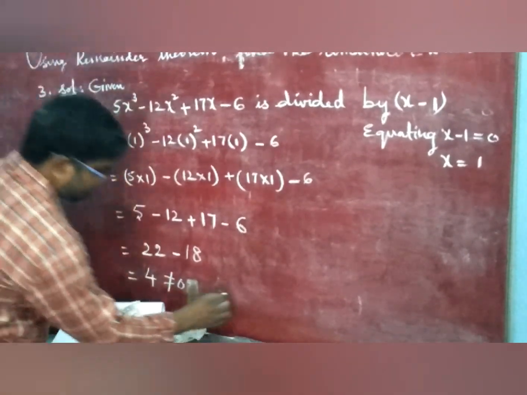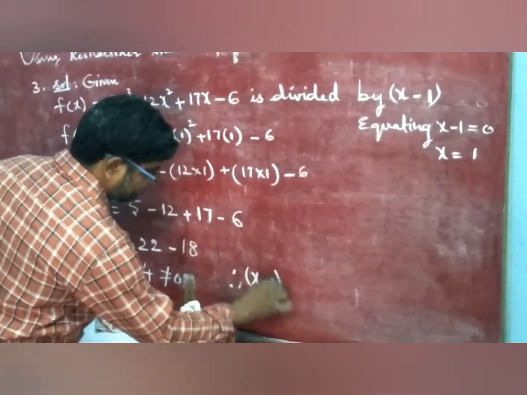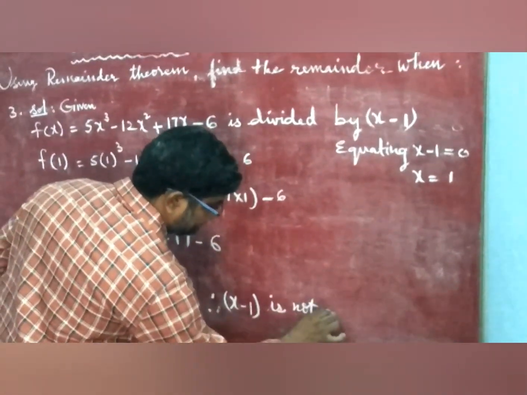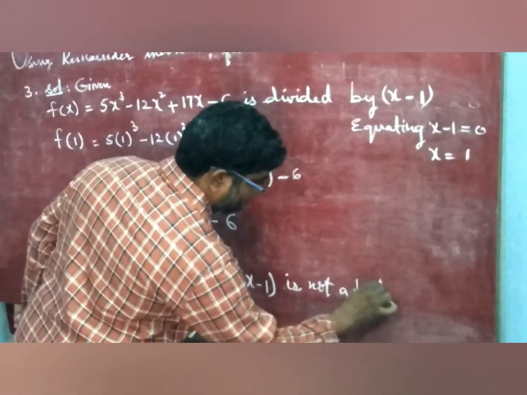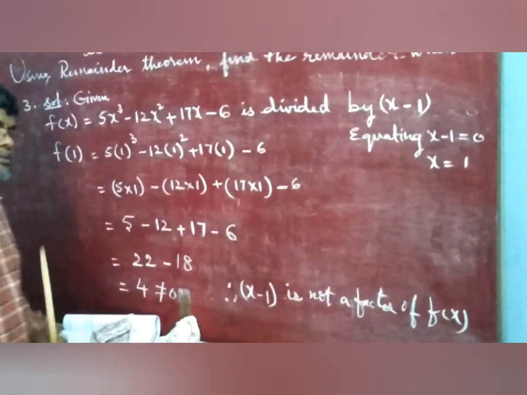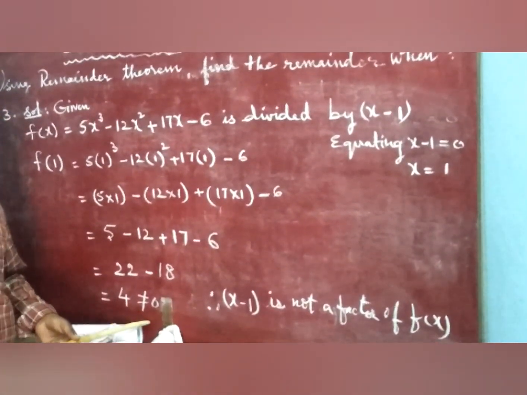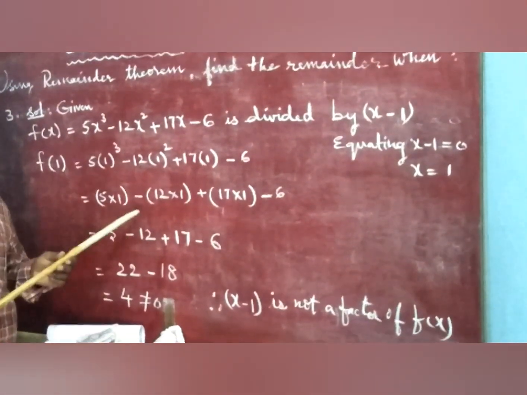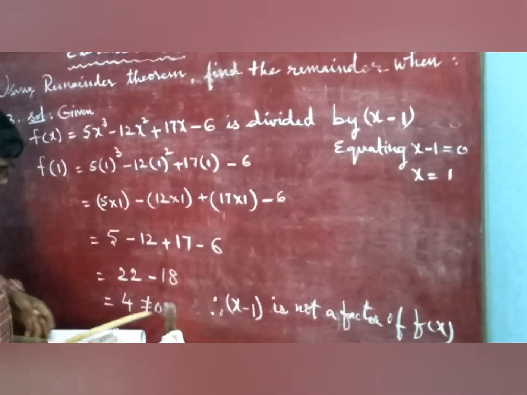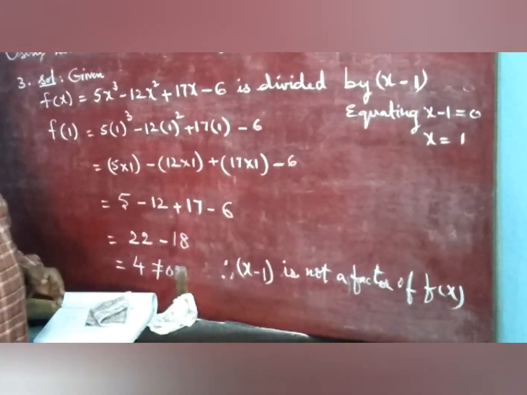What you are going to conclude? Therefore x minus 1 is not a factor of f of x function in x, in this polynomial. So here also in this problem we did not get 0. When we get 0 only it will be a factor, that is factor theorem. Then it will be a factor. Here we did not get answer as 0, so it is not a factor of f of x.